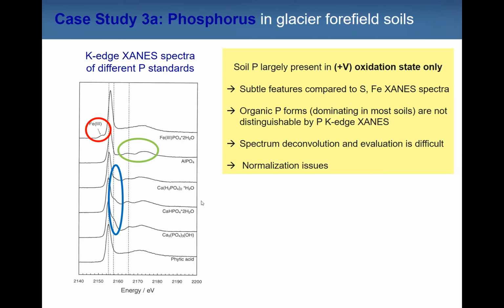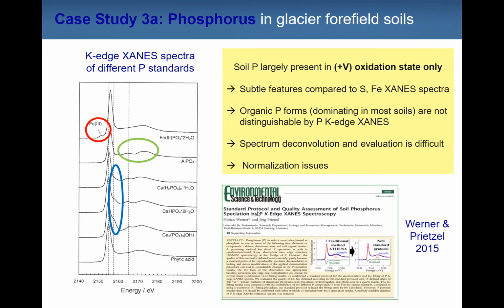And what is also a problem for L-edge and to a lesser extent K-edge is that the spectrum deconvolution evaluation is much more difficult because of the poor spectral features, which are more affected by noise effects in the spectra compared to sulfur and iron and other elements. And finally, there are normalization issues. So these are all normalized spectra, normalized to an edge step of 1. The original spectra, particularly if you have low concentrations, often look much more terrible. And it's an art in itself to convert this original spectrum into normalized spectra. You can do it on the same spectrum in very many ways, and you end up with different results.